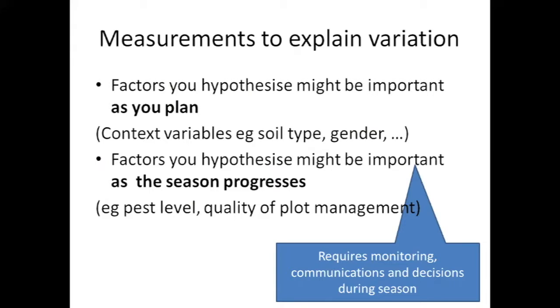We're saying, think about those context variables that might interact with what you're interested in. And then there's another group, which are factors that you hypothesize might be important as the season progresses. So things that you didn't anticipate, but you see when you're monitoring what's going on. If you see something like variation in plot management, and you think it might be important, but you don't record it for each farmer, there's no way that you can use it when you come to do the data analysis. Okay? So if you think it might be important, you've got to measure it so that you can then use it in data analysis.